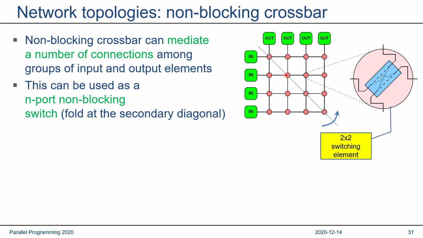Now, if you fold this 4x4 matrix across this diagonal, then you get a 4x4 non-blocking crossbar switch. So if you fold it, then in and out nodes match, and you have a switching element that can enable communication between 2 pairs of input and output nodes at the same time without any blocking. In this way, we can build n-port non-blocking switches. In this case, it's a 4-port non-blocking switch.